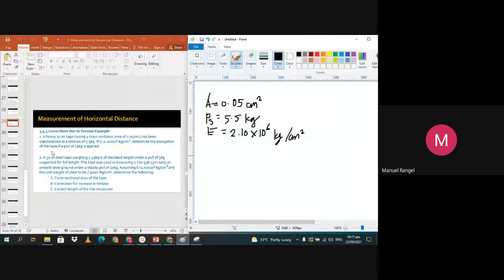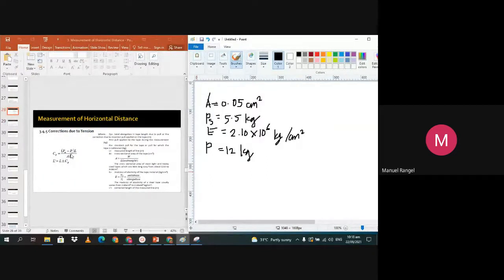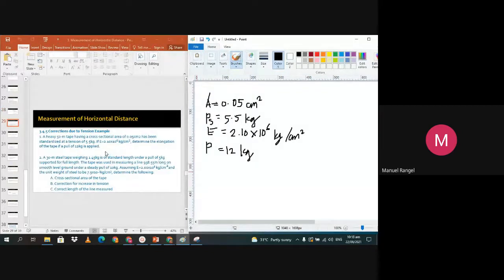So the elongation of the tape, the pull of 12 kilogram is applied. So this is the applied pressure or tension, that is 12 kilogram. So the required is the elongation or the CP. So atong formula is CP equals PM minus PS times L over AE. Wala may measured or laid out distance. So the required is the correction due to tension.